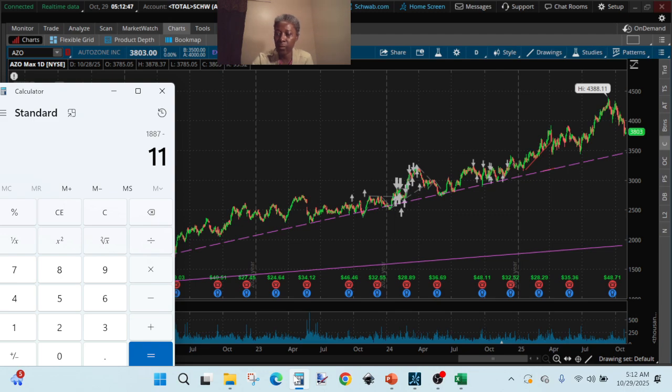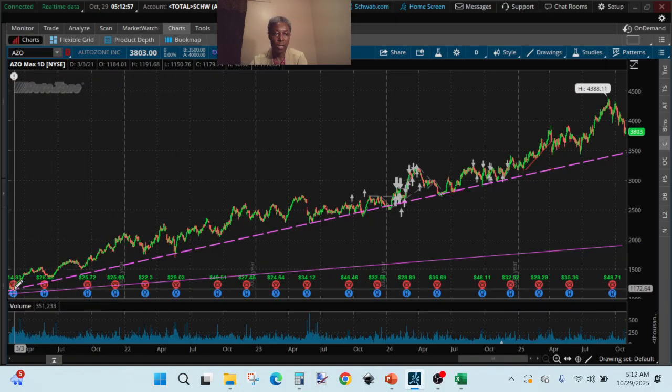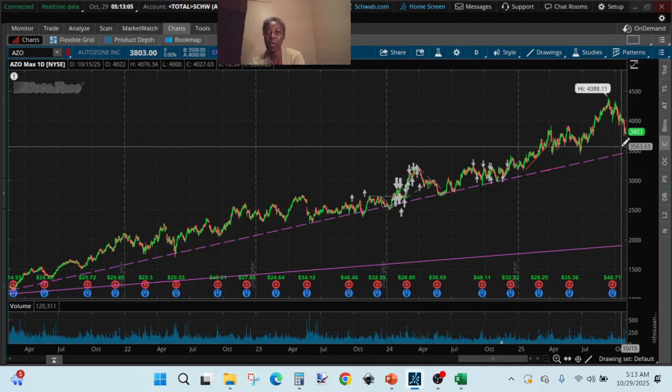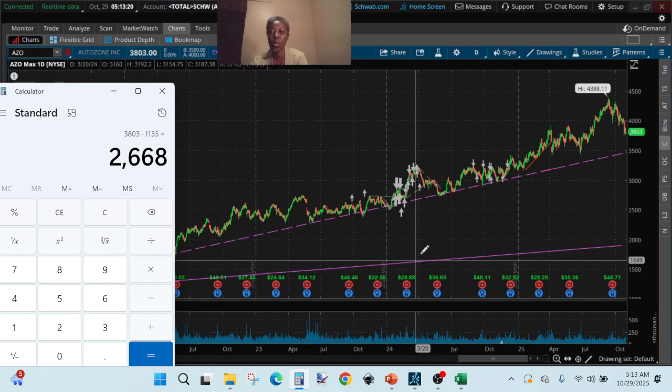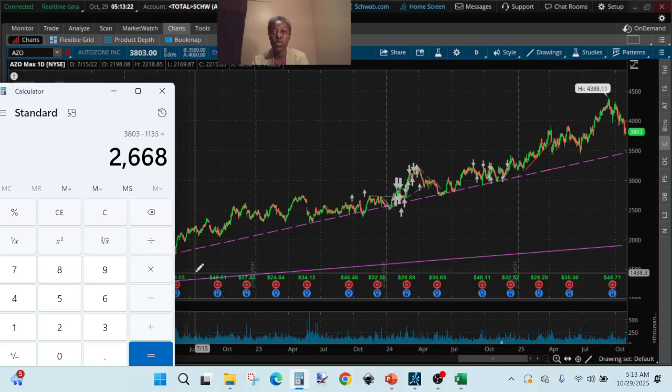1887 minus 1135, you'll have $752 profit in one share. So that's from 1135 to where the price is right now, which is 3803. 3803 minus 1135 is $2,668 rise above that support line from where you purchase it.